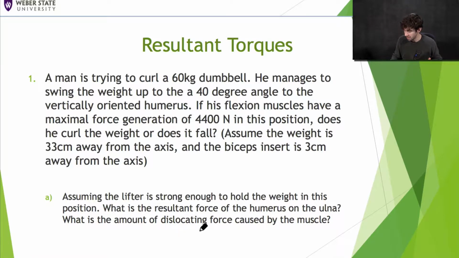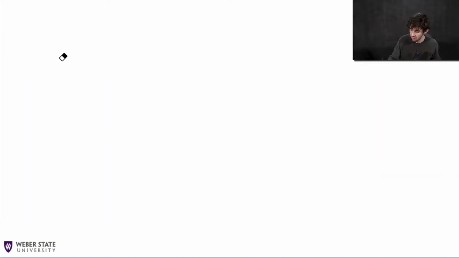So that's what this last problem is asking. What is the amount of dislocating force caused by the muscle? First, let's distinguish between the different components of the joint.